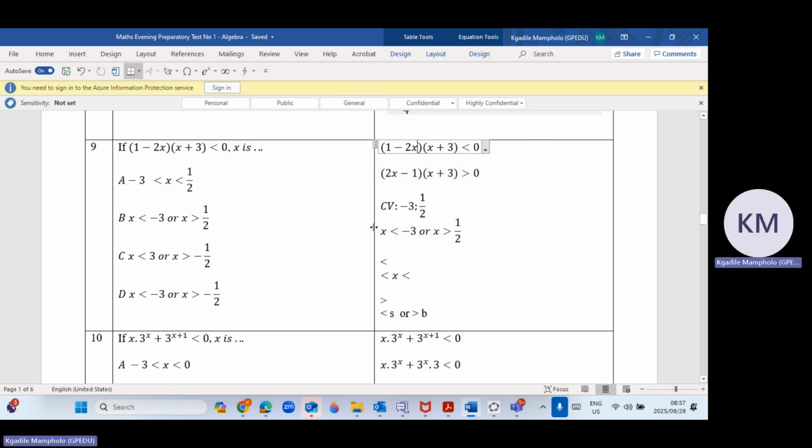So if the coefficient was positive, then you would say minus 3 is less than x, x is less than half. So if you write this way, the small number is on the left, the greater number on the right. But if it's greater than, x will be less than the small number or greater than the big number. Because it's greater here, you say x is less than minus 3 or x is greater than half.